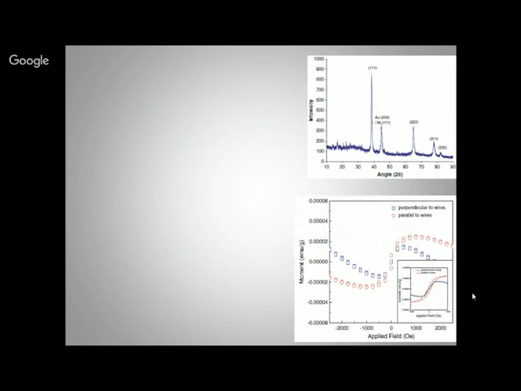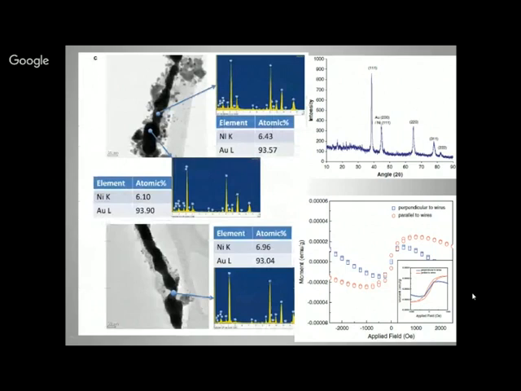Then we studied its magnetic properties, because nickel is a ferromagnetic material. And this is a further study which shows that only 6% of nickel is there, but 93% is gold. Even though it is only 6% nickel, it is showing very weak ferromagnetic properties of these gold nickel nanowires, which can be used for data storage purposes.